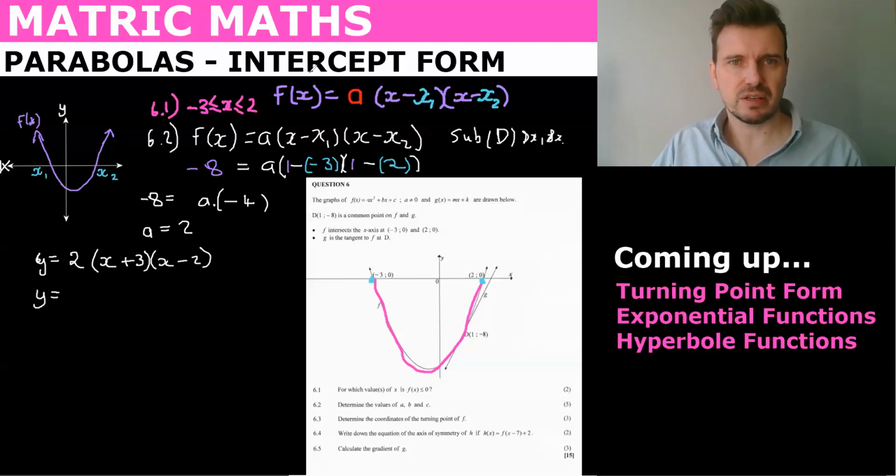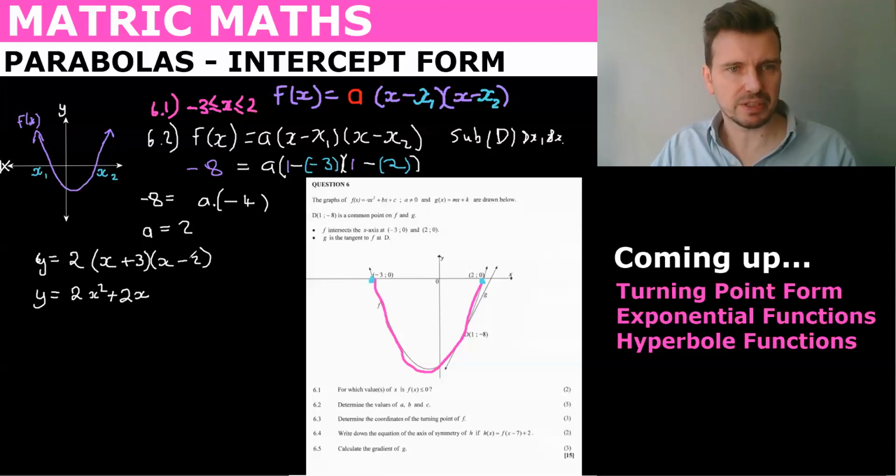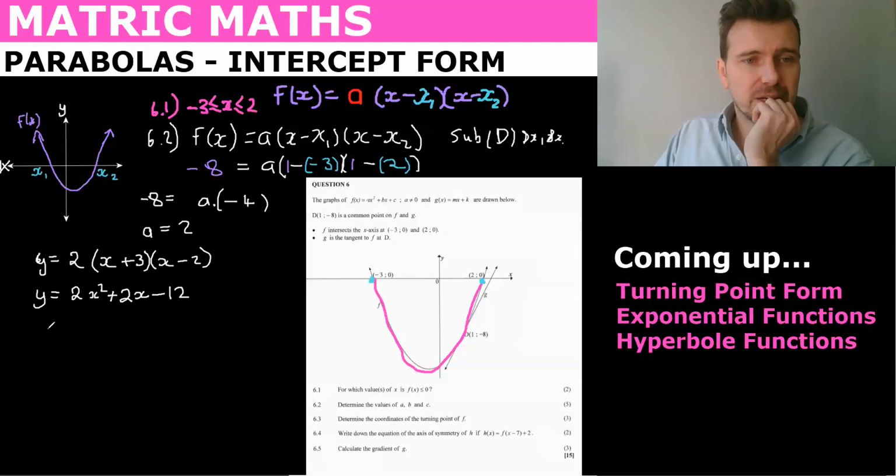So this is just the usual parabola, but it's in a different form, and we want to get it into the standard form. So this becomes 2, and then x times x is x squared, and then plus 3x minus 2x will be plus x, so it'll be plus 2x. And then 3 times minus 2 is minus 6, times 2 is minus 12. Okay, so that is our standard form. So now we know that A equals 2, B equals 2, C equals minus 12.